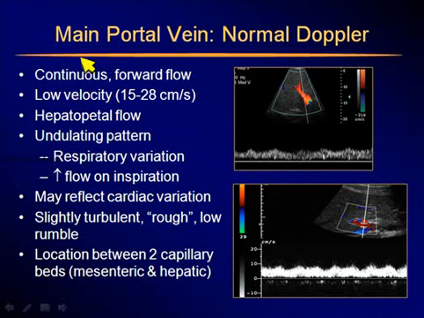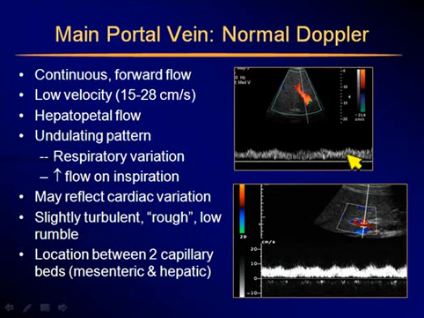Let's look a little bit at the portal veins. For this, we have to talk about the Doppler a little bit because nowadays we do more and more Doppler. In a normal main portal vein, we have continuous forward flow. The liver is always available for detoxification of substances, anything that you eat, any breakdown products from the spleen, the gut, etc.